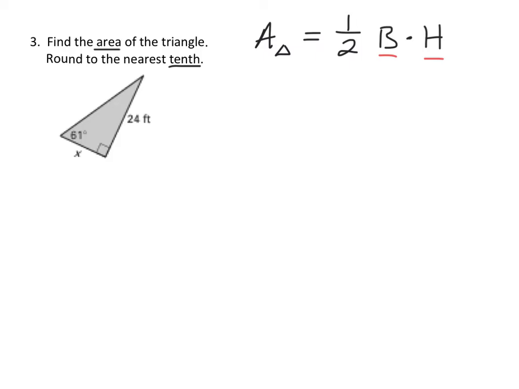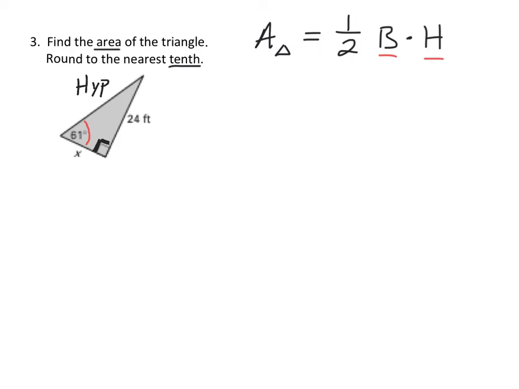Well, it looks like I do have the height here, which is 24, but I'm going to need to figure out what this base is, what this x value is. So let's take a closer look at our triangle. So the first thing I notice is it is a right triangle. And they give me this other angle, this 61 degrees. So I know right away that the side that is left blank is the hypotenuse.